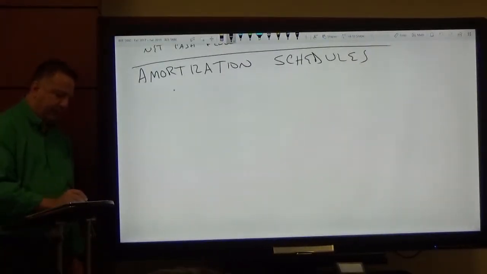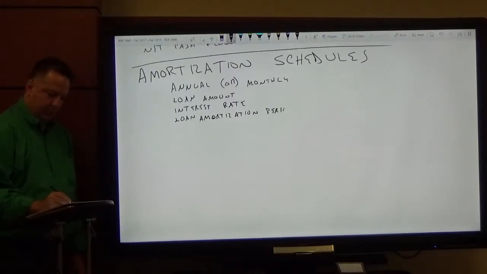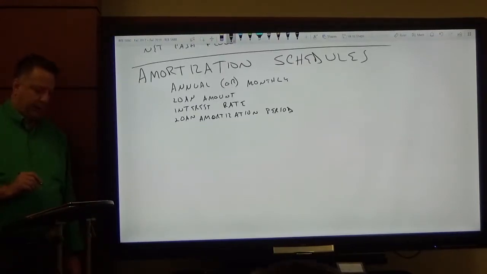All right, so first things first, we need to figure out the details of our loan. So we're going to need to know a few variables to set this thing up. First of all, is this going to be annual or monthly? We're going to need to know our loan amount. We're going to need to know our interest rate. We're going to need to know the loan amortization period. Okay. And that should get us started. All right.